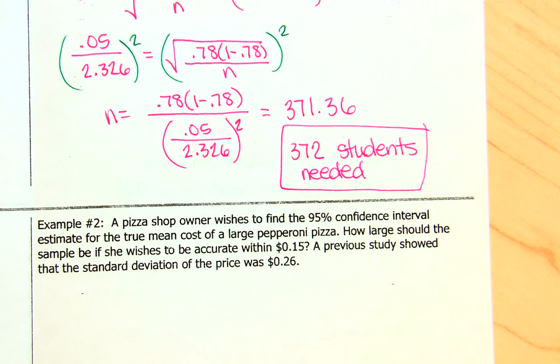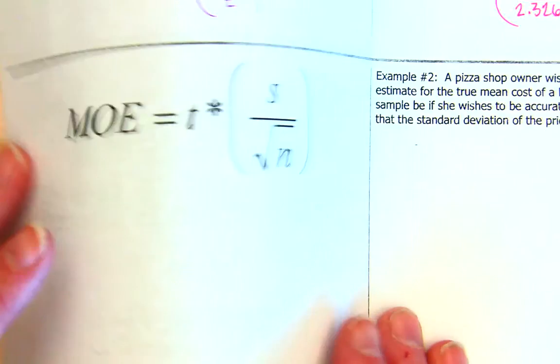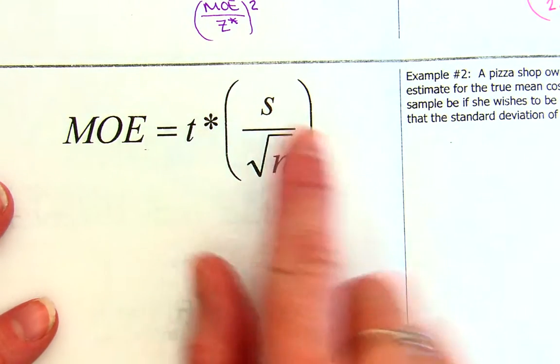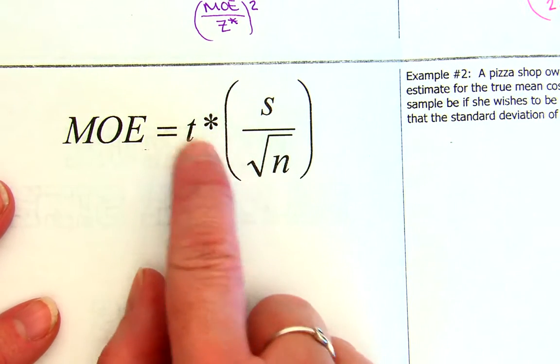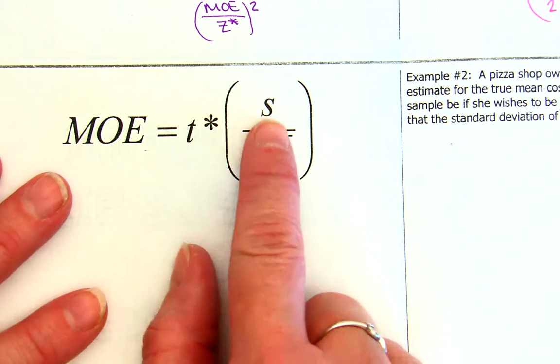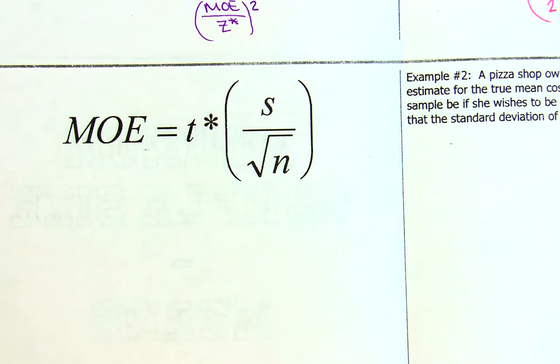Any other questions on that one? Okay, then at the bottom we have margin of error for means. So you'll see now we're using a t-distribution because it's means, and we're using the standard deviation for means.